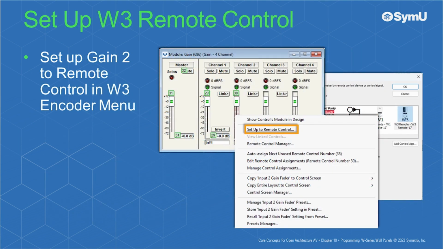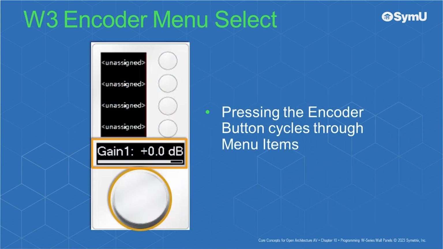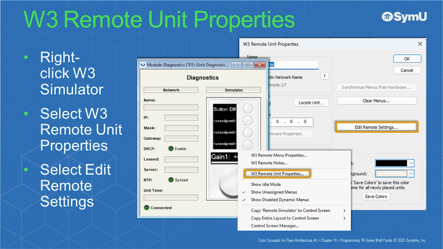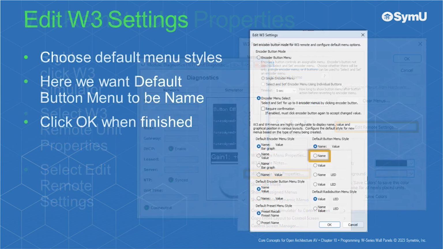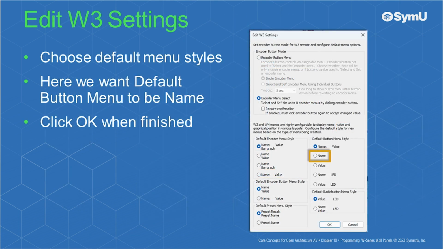Set up Gain 2 to remote control in the W3 encoder menu. Pressing the encoder button cycles through menu items. Right-click on the W3 simulator and select W3 Remote Unit Properties. Then, select Edit Remote Settings. In this window, default menu styles may be chosen. Here we want the default button menu to be Name. Click OK when you're finished.